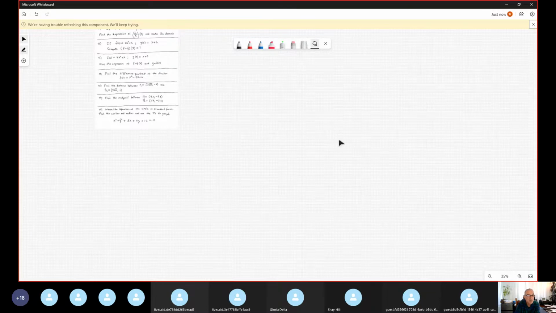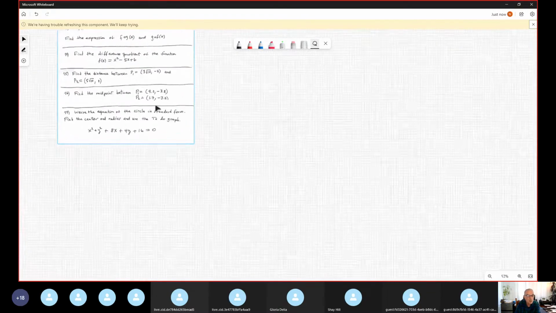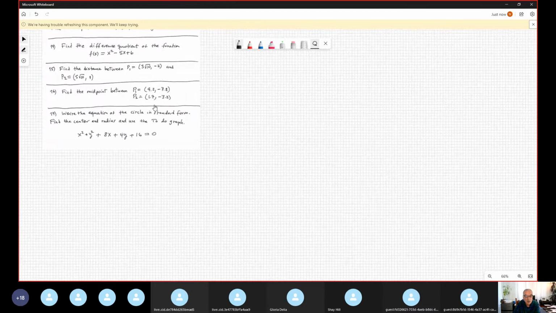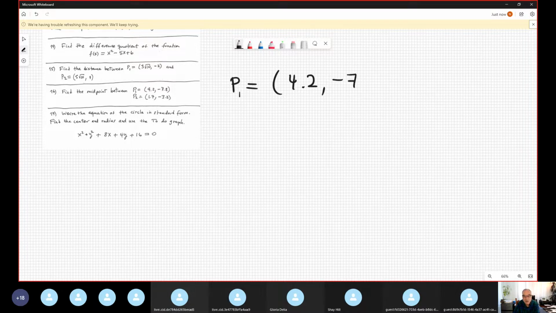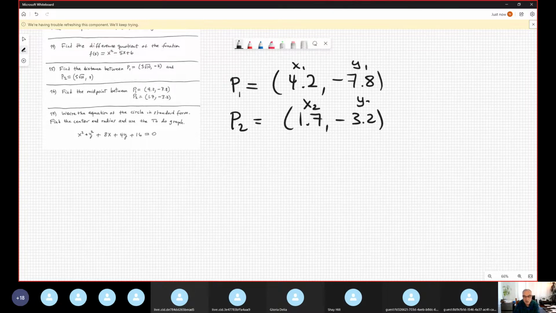The next question is midpoint. Wow, midpoint. We have two points again. P1 is given, is 4.2. Oh, the only complication I see here is a decimal number. That's okay, we use a calculator, of course. Don't worry too much about this. 1.7 comma negative 3.2, it's given. This is my x1, this is my y1, this is my x2, and this is my y2.